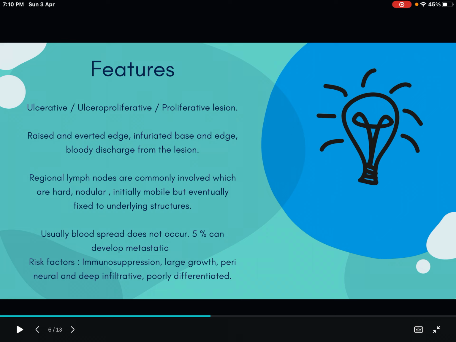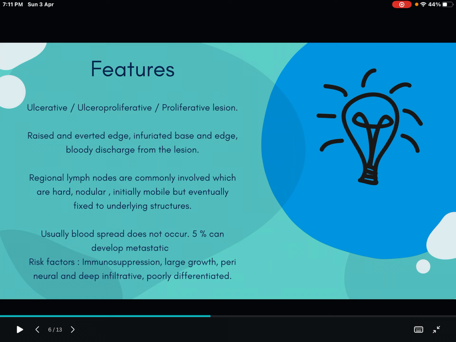These squamous cell carcinomas are ulcerative, ulceroproliferative or proliferative lesions. Raised and everted edge, indurated base and edge, bloody discharge from the lesion. These you have to write as the characteristic features of squamous cell carcinoma. They can be ulcerative, ulceroproliferative, or proliferative, and they will have a raised and everted edge, indurated base and edge, and bloody discharge from the lesion.